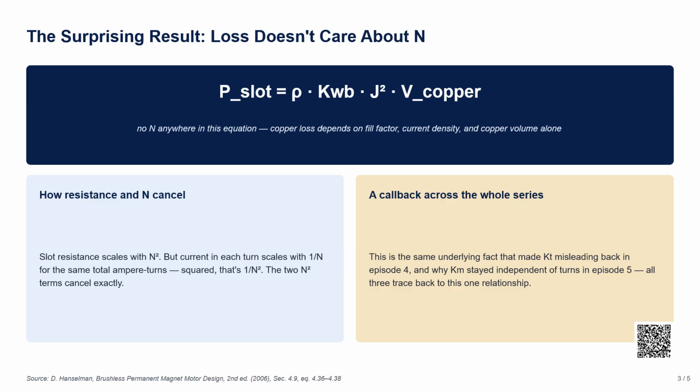How does that happen? Slot resistance scales with N², but for a fixed total ampere turns, the current in each individual turn scales with 1/N. That's 1/N². The two N² terms cancel exactly.